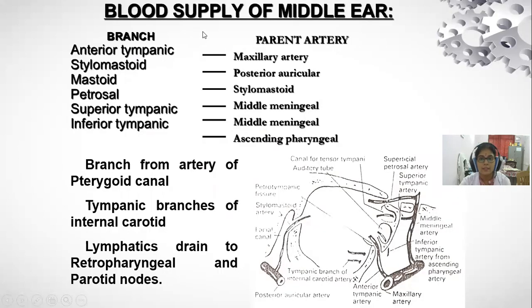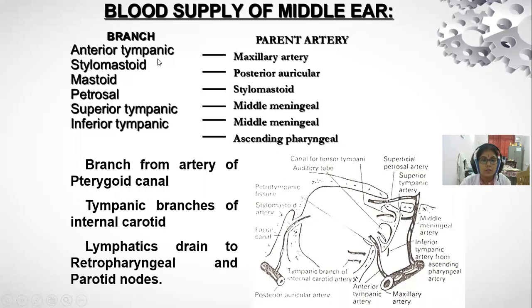Now coming to the blood supply of the middle ear. So the anterior tympanic branch is a branch of the maxillary artery. Stylomastoid artery is a branch of the posterior auricular artery. Mastoid artery is a branch of the stylomastoid artery. Petrosal artery is a branch of the middle meningeal artery. Superior tympanic branch is a branch of the middle meningeal artery. Inferior tympanic is a branch of the ascending pharyngeal.